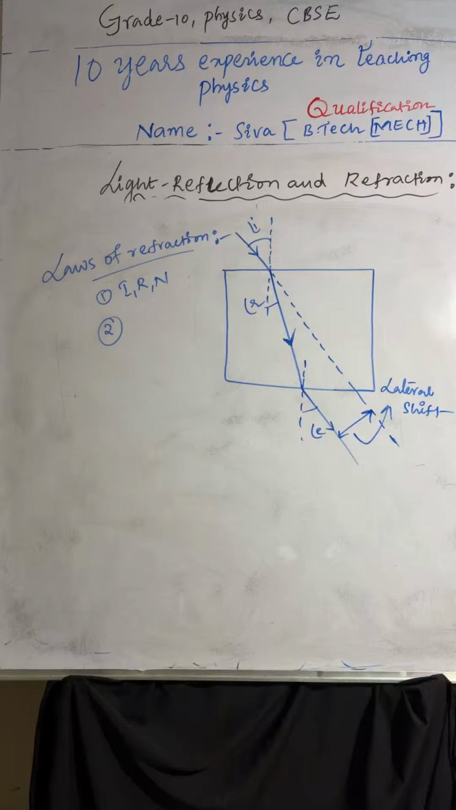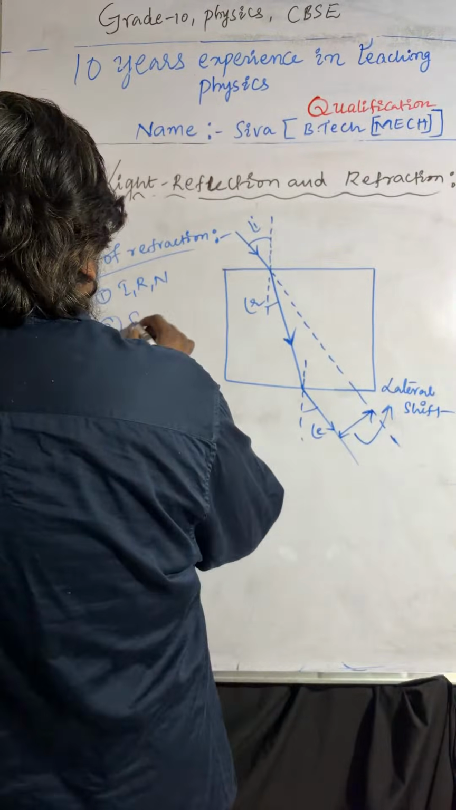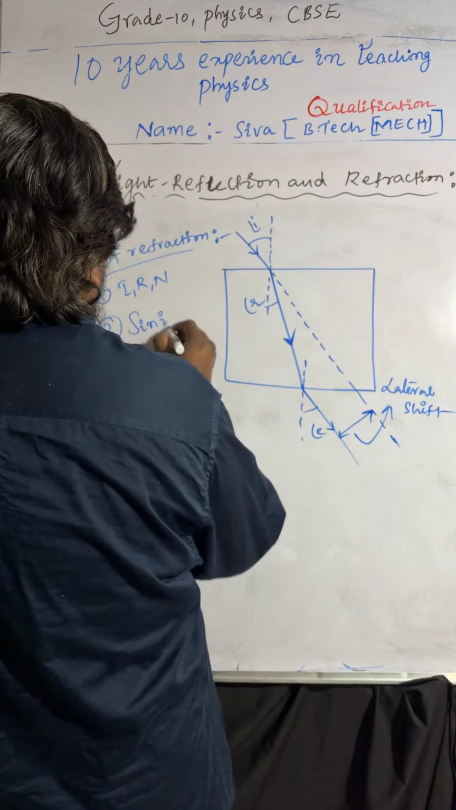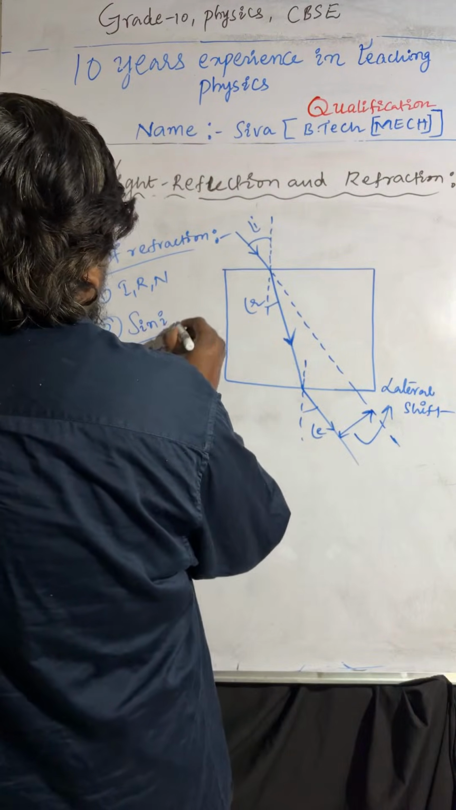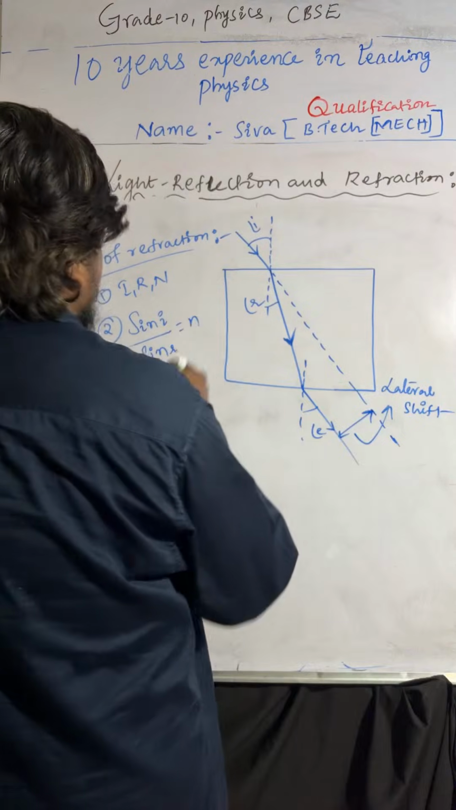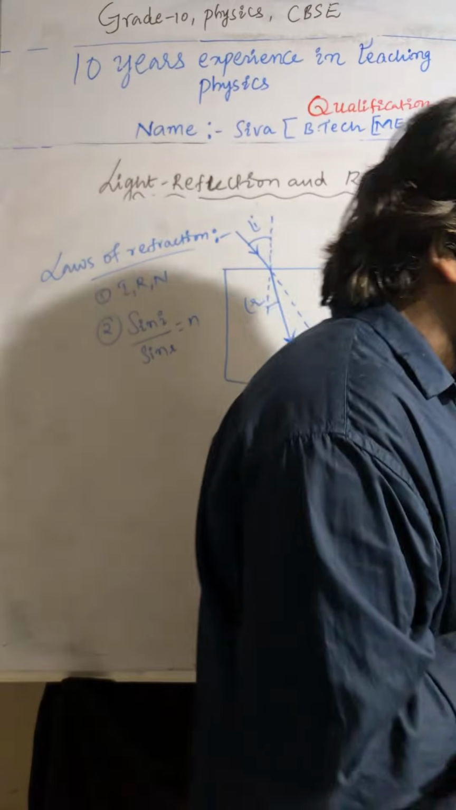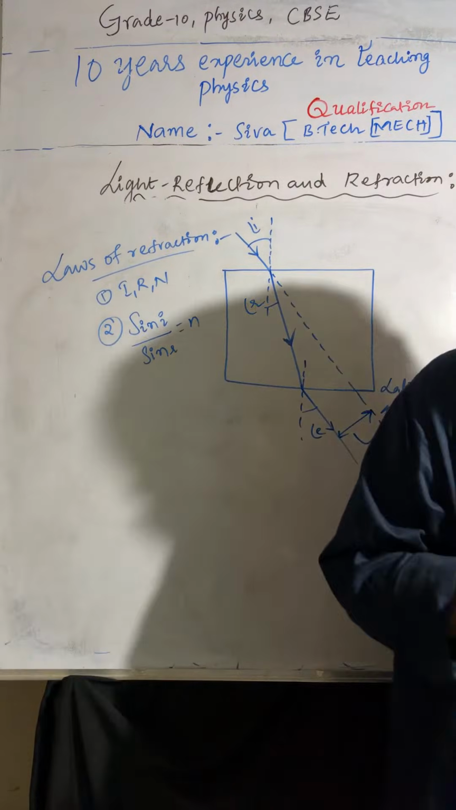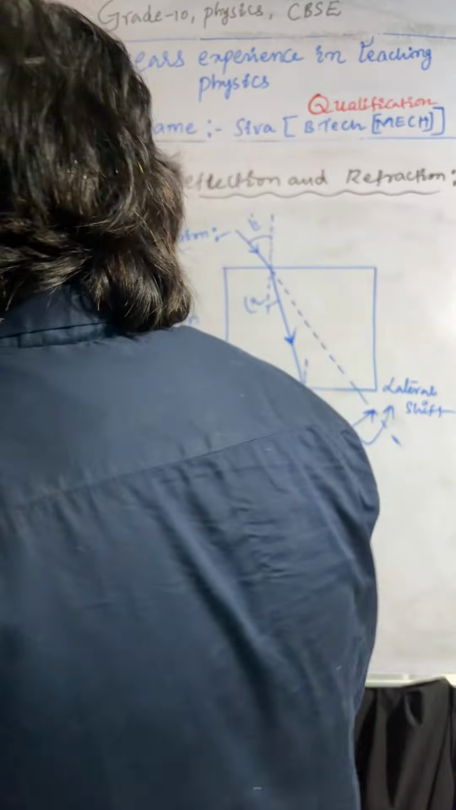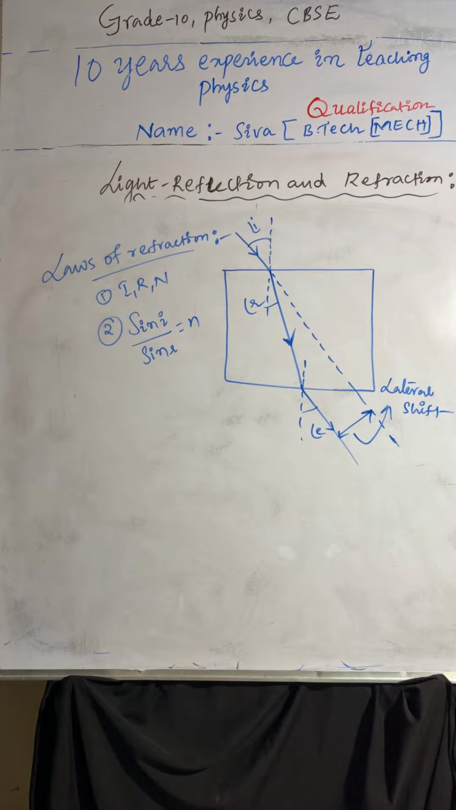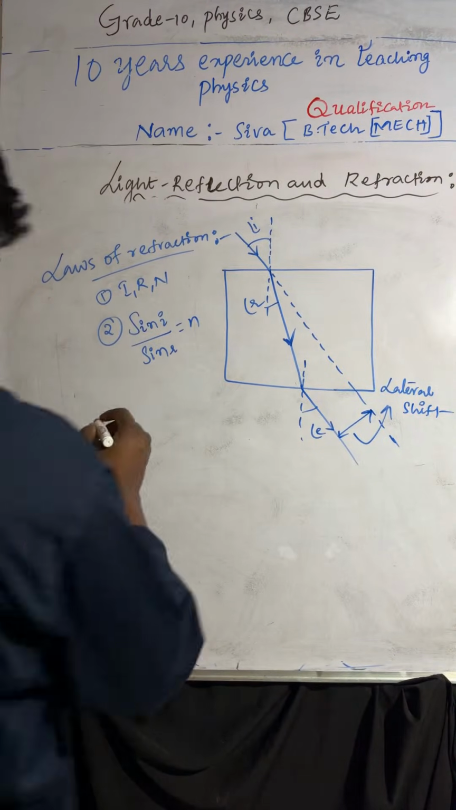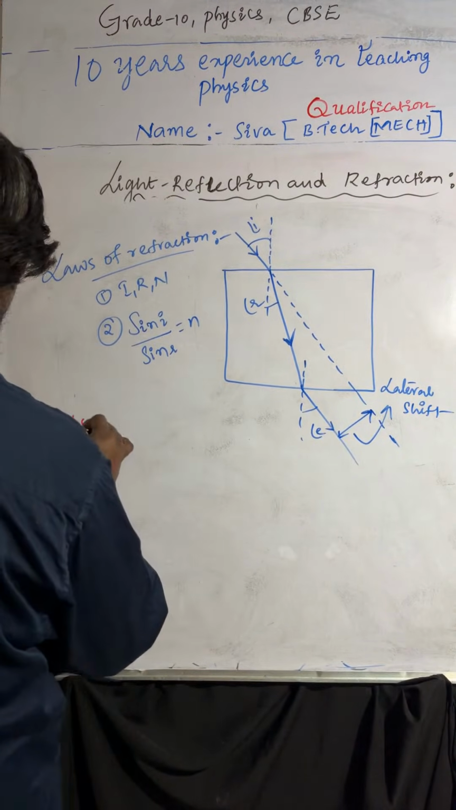Coming to point number two, the ratio of the sine of the angle of incidence to the sine of the angle of refraction is equal to a constant. That is nothing but the refractive index n. Okay, so here there are two points. One is the absolute refractive index.